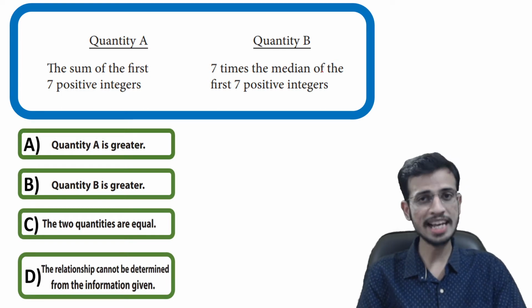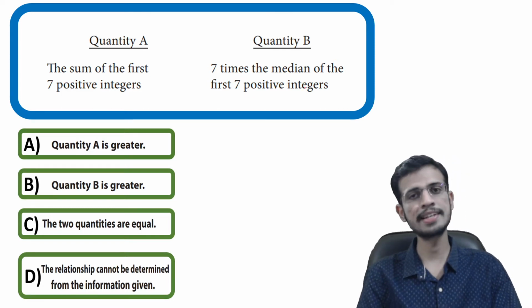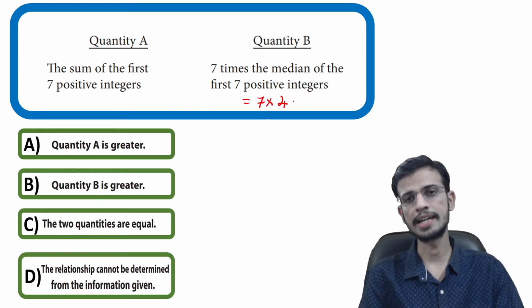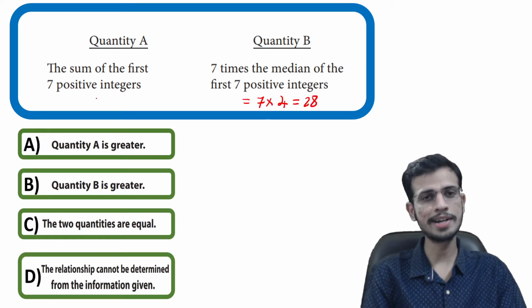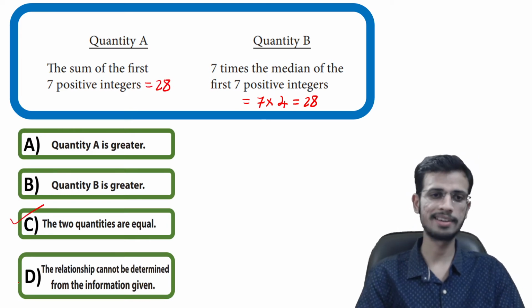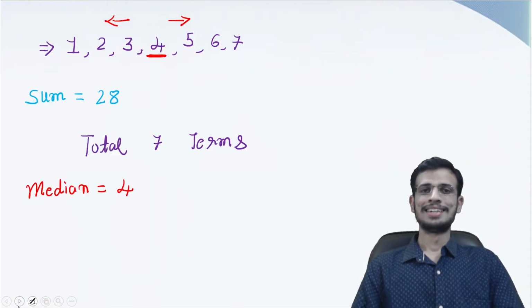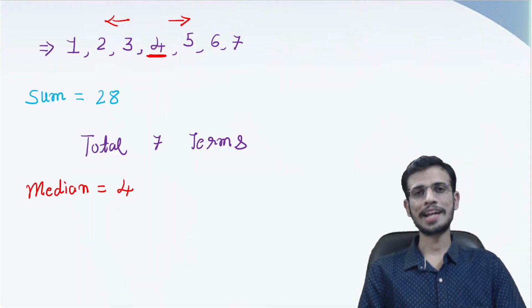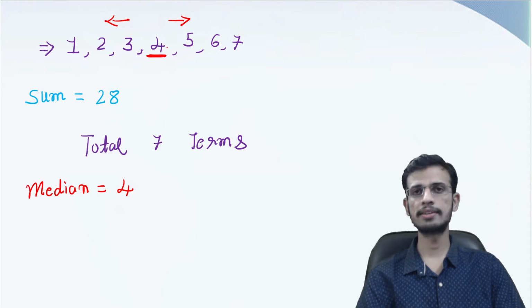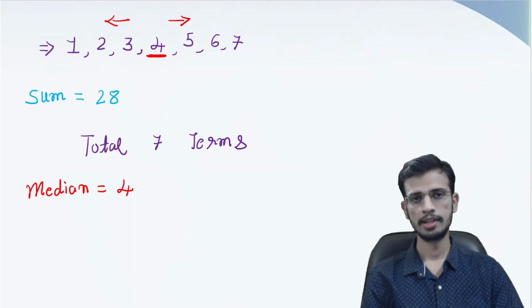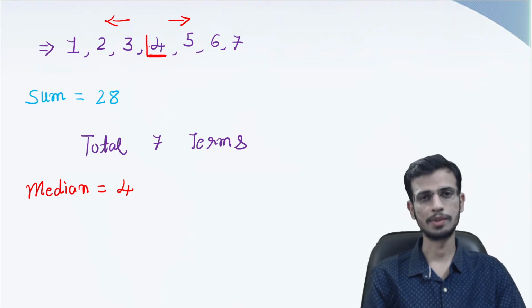What is quantity B? 7 times the median of the first 7 positive integers. Median is 4. So that is 7 into 4, that is 28. The sum is also equal to 28. So we'll choose option C. Both the quantities are equal. So to find the median, arrange the numbers in ascending order. If it is not arranged, then just go for the physically middle term.